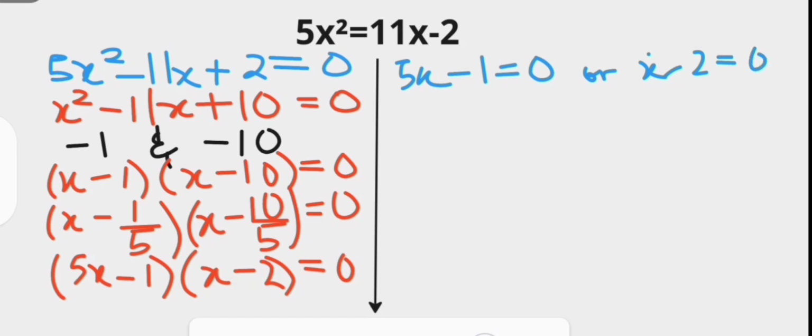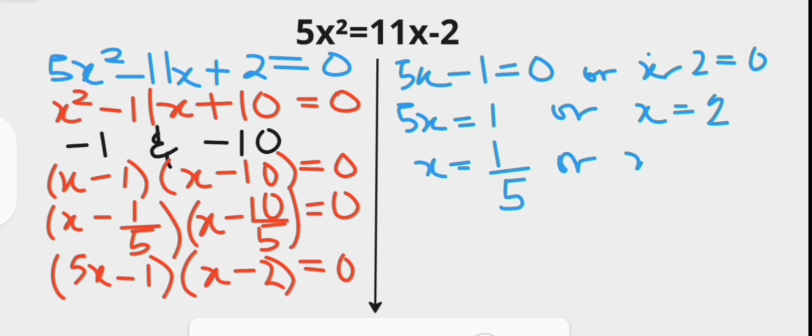If 5x minus 1 is 0, it simply means that 5x will be 1. And if x minus 2 is 0, it means that x must be 2. And dividing both sides, the first one by 5, we have x equals 1 over 5 or x equals 2 as the solutions to the quadratic equation.